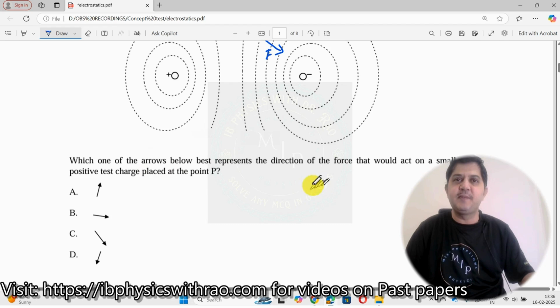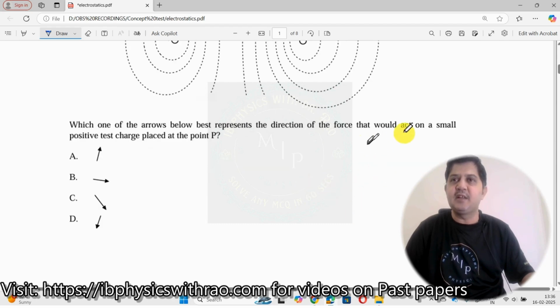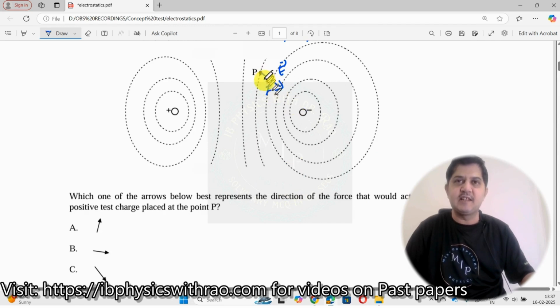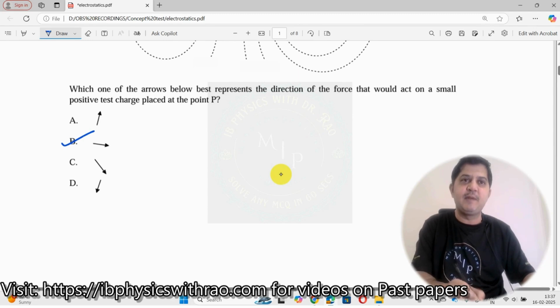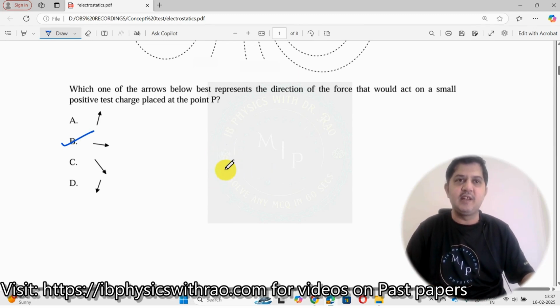Now what is being asked? Which one of the arrows best represents the direction of the force that would act on a small positive test charge placed at point P? If you keep a positive charge, then the direction of the force would be radially directed inwards towards the negative charge over here. Okay, so which answer corresponds to it? The answer B over here. Okay, now let us move on to the next.